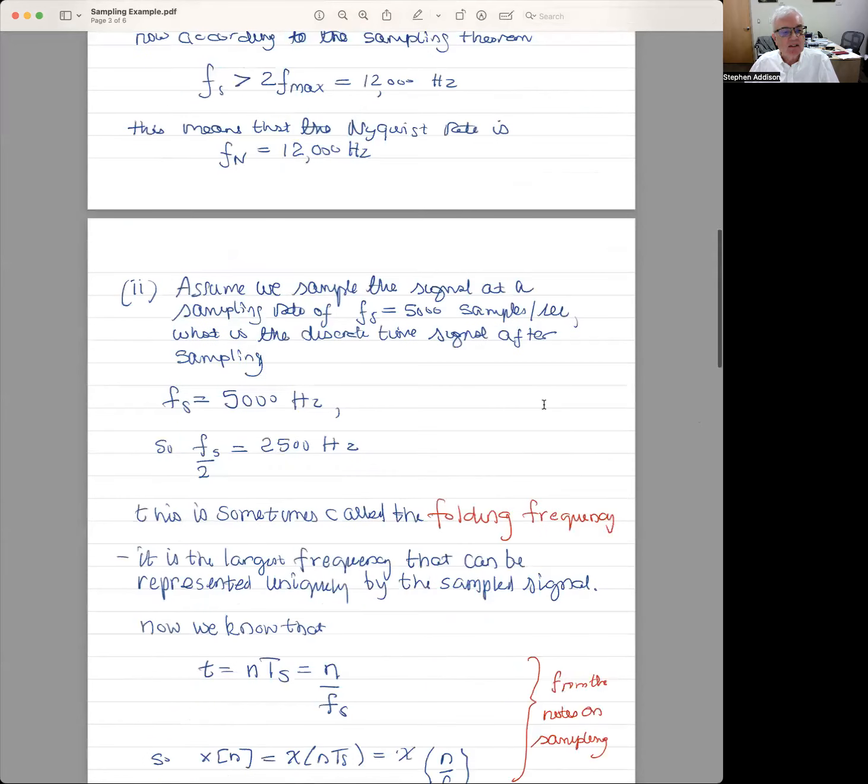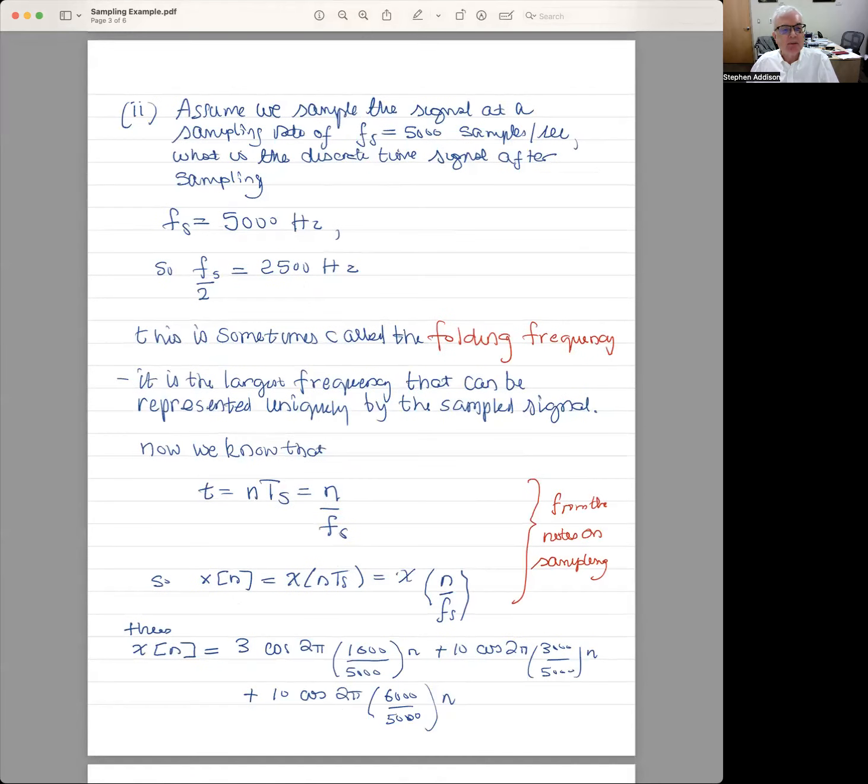Moving along, I'm now going to ask another question. Assume that we sample the signal at a sampling rate of 5,000 samples per second, or 5,000 hertz. What's the discrete time signal after sampling? So we've got fs is 5,000 hertz, fs over 2 is 2,500 hertz, and that fs over 2 is sometimes called the folding frequency. It's the largest frequency that can be represented uniquely by the sampled signal.